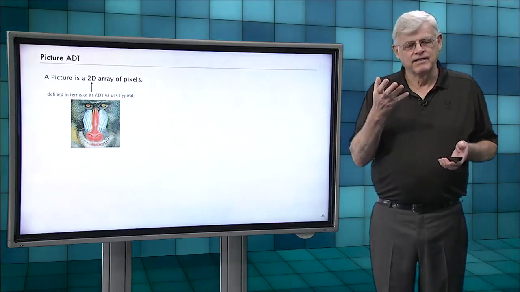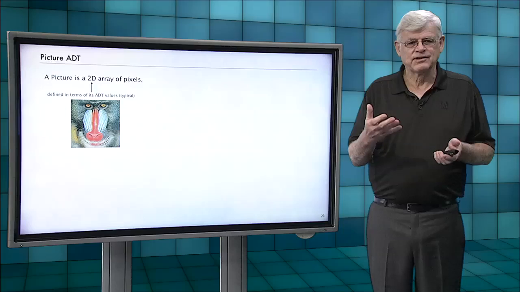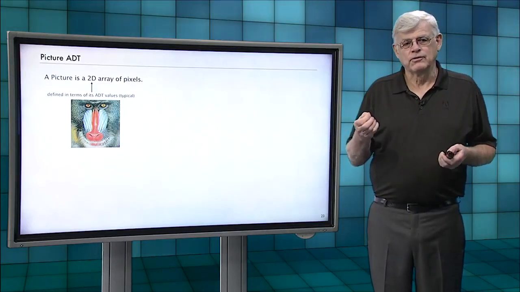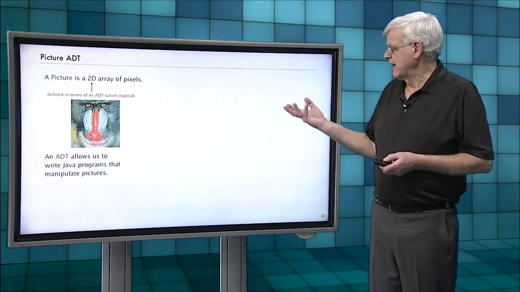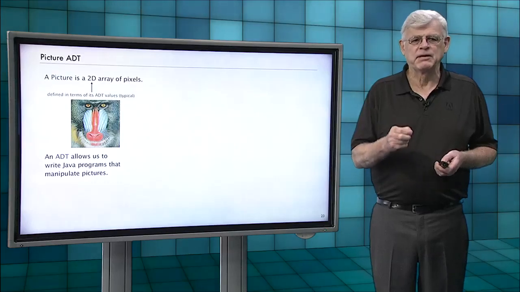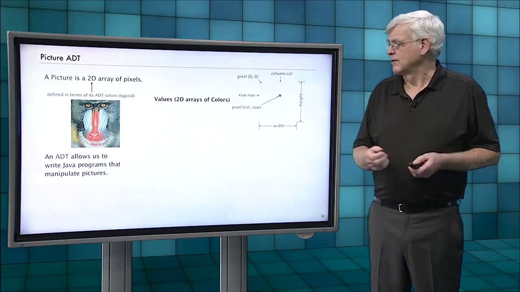Again, it's defined in terms of its set of values. The set of values is 2D arrays of pixels. And so that's what we think of a picture as being. And we're going to have an abstract data type that allows us to write programs that manipulate pictures. And so values are 2D arrays of colors.